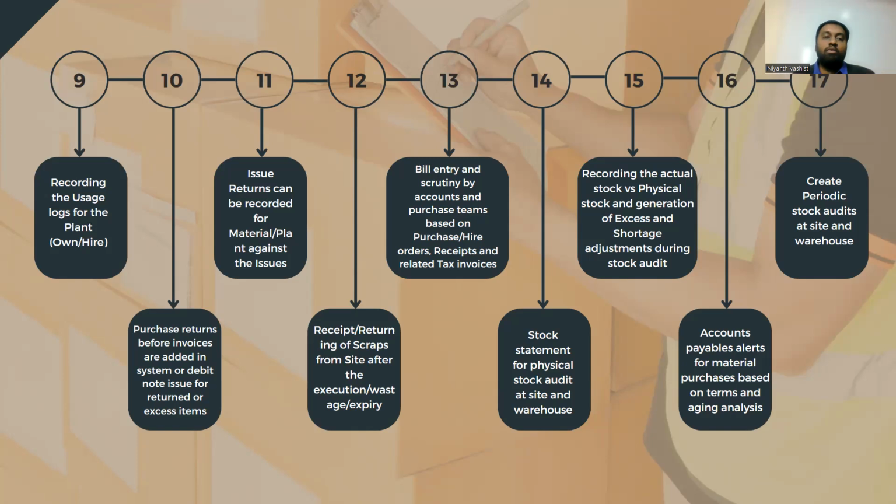The 10th one will be the purchase returns before invoices. So before we raise the payment invoice as a contractor, we need to make sure that if there are any returns, those purchase returns should be made and the debit note should be issued. Debit note as in whatever is the final amount, that note should be issued.